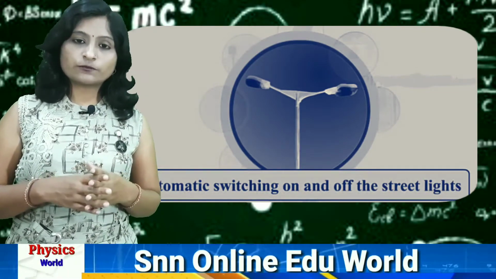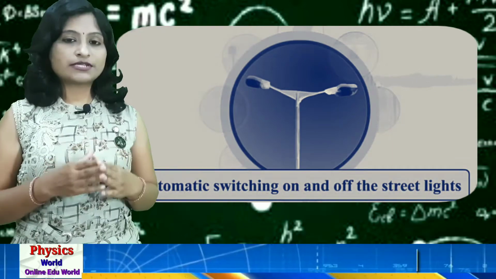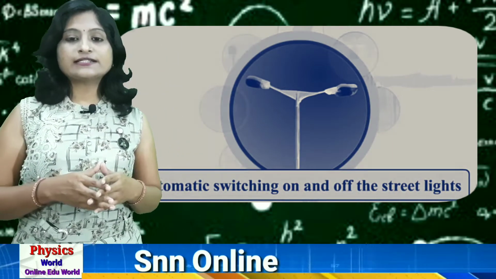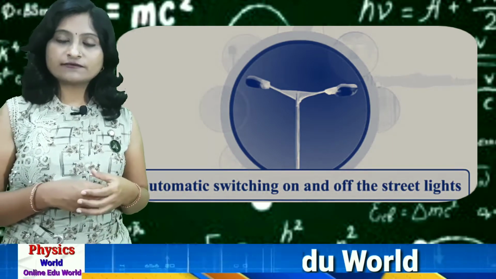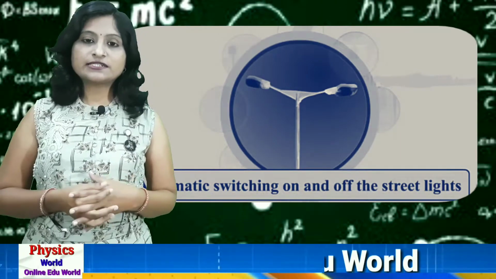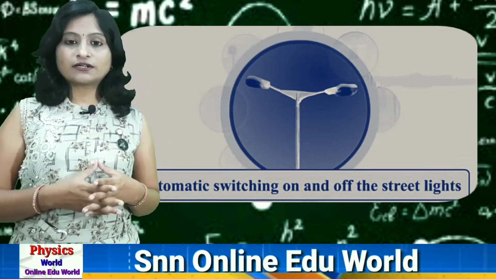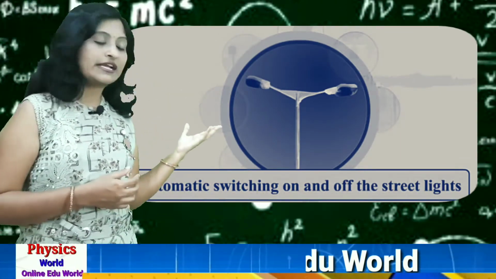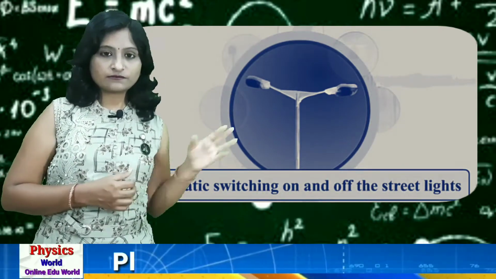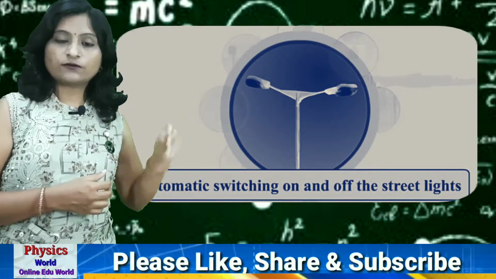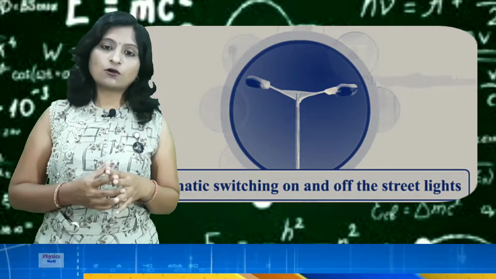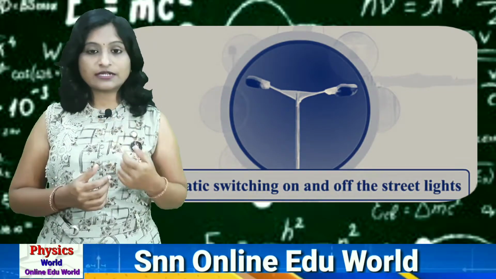So how is it automatically on and off? It is based on the photoelectric cell. So whenever intensity of light is decreasing or increasing, the incident light on the photo cell, its intensity will change. So photoelectric current will change and automatically the relay circuit will switch on, and there is operation of on and off of the street light. So the first example is automatic on and off of the street light.